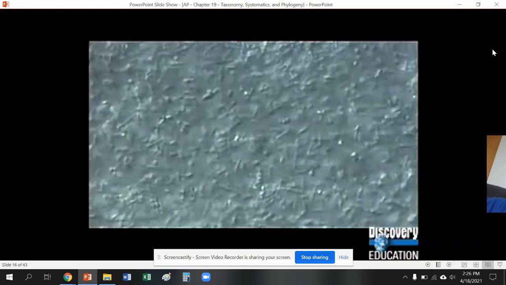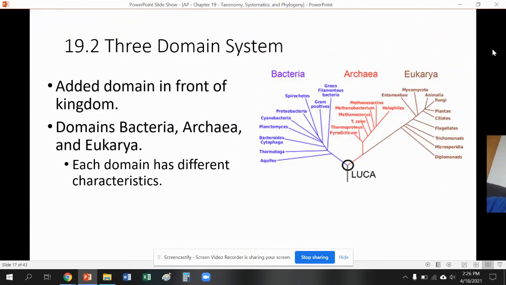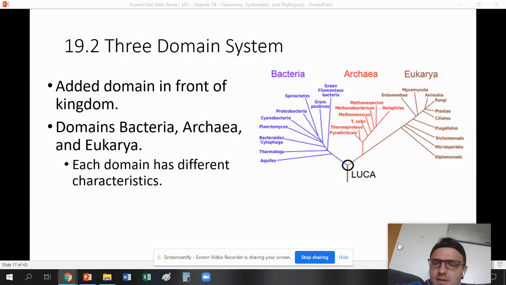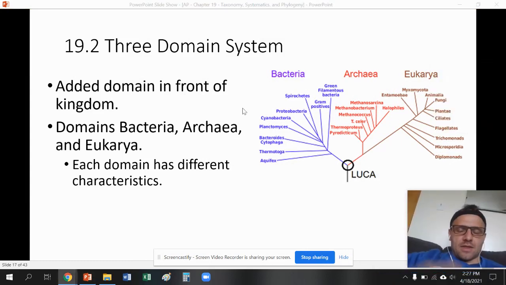Now, we're going to talk a little bit about Carl Woese in class, but basically he founded the last major domain, and they added this domain on top of kingdom as a broader classification. So basically, we have bacteria, archaea, and eukarya. Bacteria are obviously just bacteria strains.